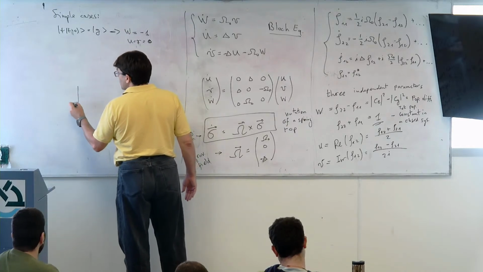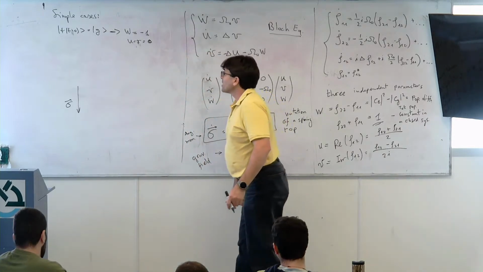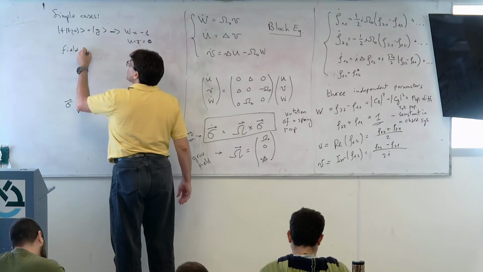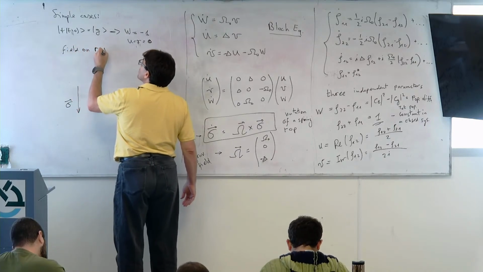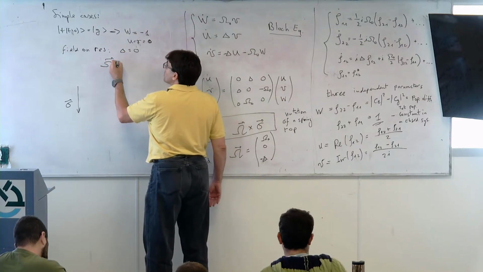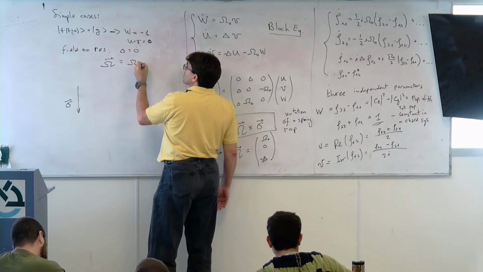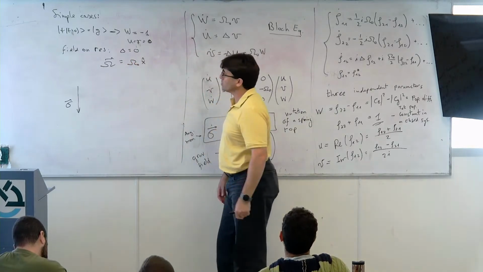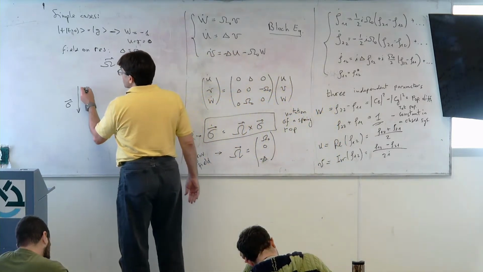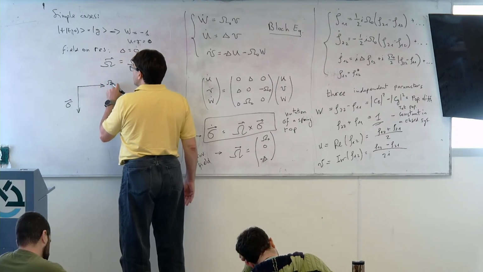So this is the state vector sigma. Now we assume that the field is on resonance. That means delta equals 0. So the field vector is simply omega 0, but in the x direction. So that would be omega, the vector omega.